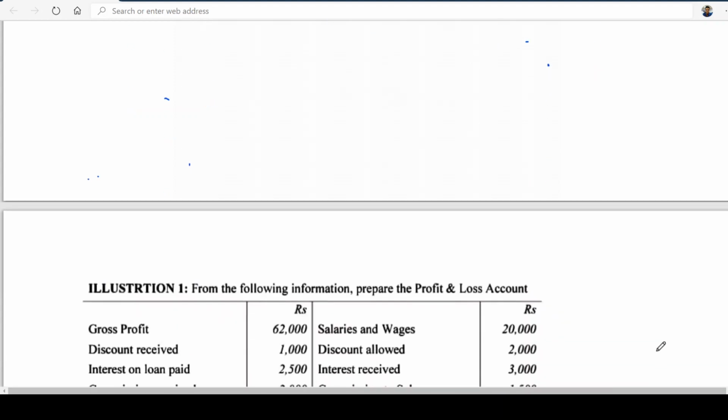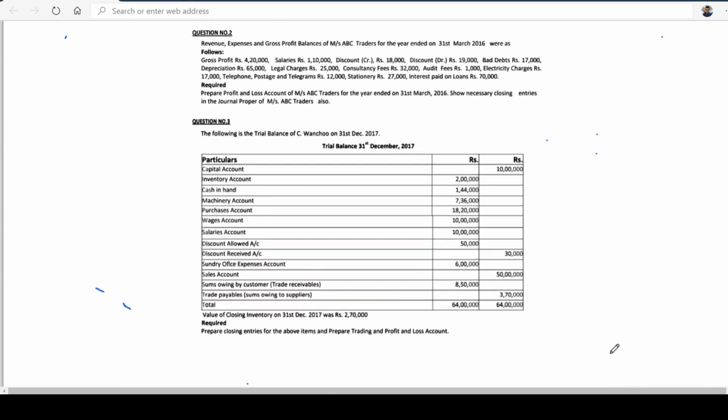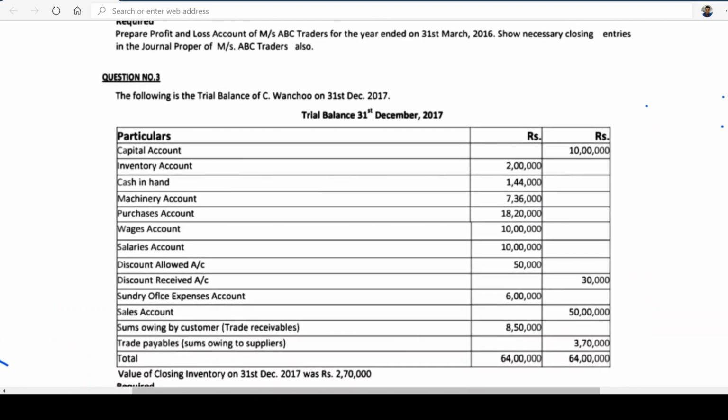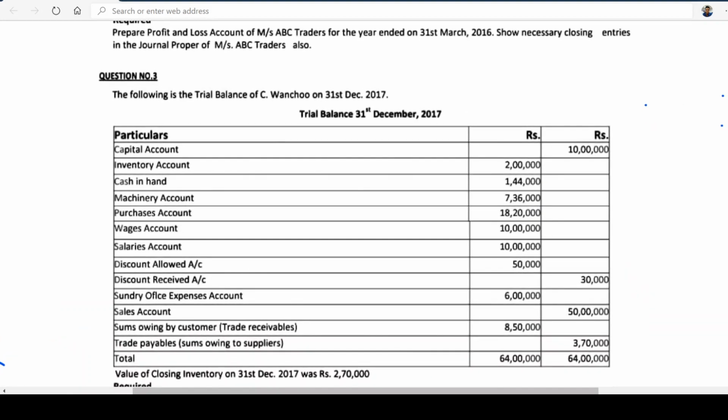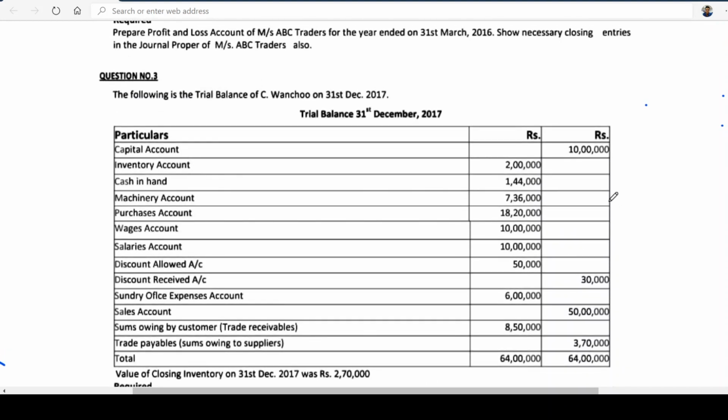Okay, now we'll see the third problem. Let me enlarge this. Okay, third problem. The following is a trial balance of C1 shoe on 31st December 2007. Capital account has been given. It is asking to prepare closing entries for the above items and prepare trading and P&L account. You have already seen the closing entries in the last two problems. This you can practice. We only work out the trading and profit and loss account.